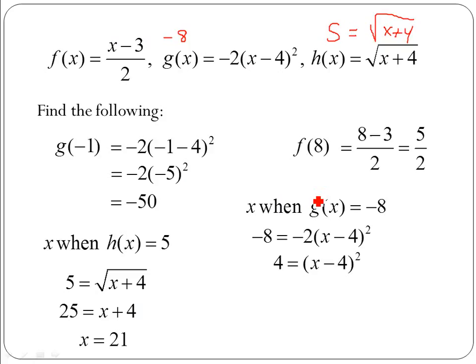When I take the square root, I have to consider the possibility that I have 2 positive numbers squared or 2 negative numbers squared. So I get plus or minus 2. So I'm going to get 2 answers here. Either I get 2 equals x minus 4, or I get negative 2 equals x minus 4. Well, I can add 4 to both sides. I get x equals 6 for this case. And in this case, if I add 4, I'll get x equals 2.